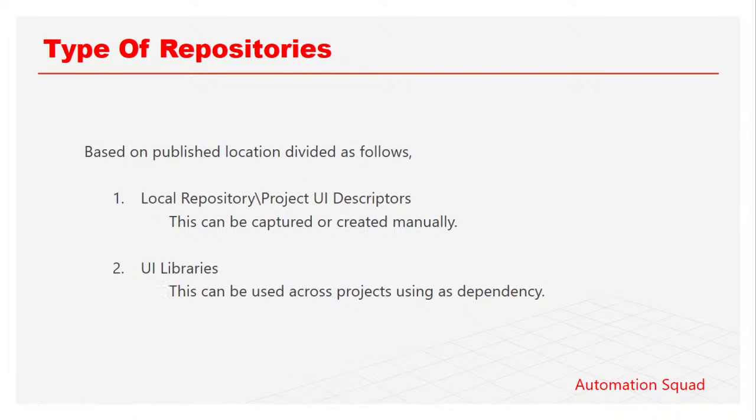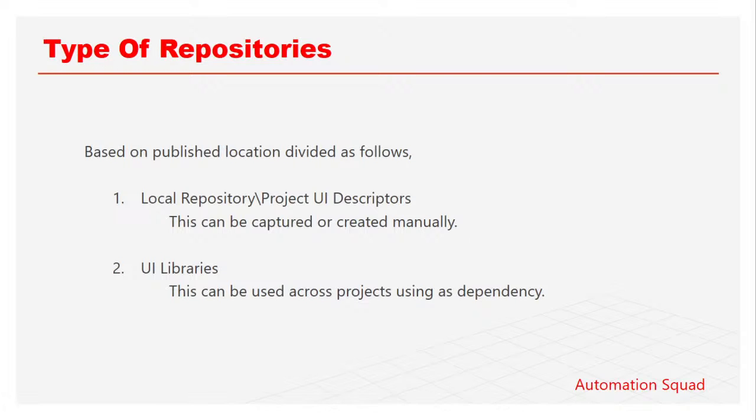Repositories can be published in two locations. One is the local repository and the other is UI libraries. When we publish in the local repository, which is nothing but project UI descriptors, we can use it inside the project only. Whenever we want to use it at the project level in another workflow, we can reuse these things.